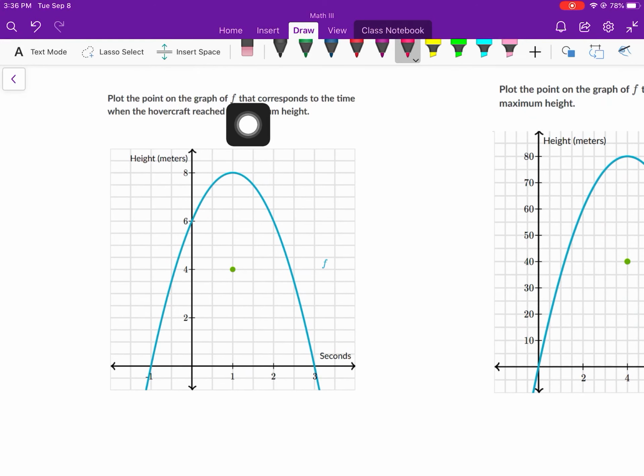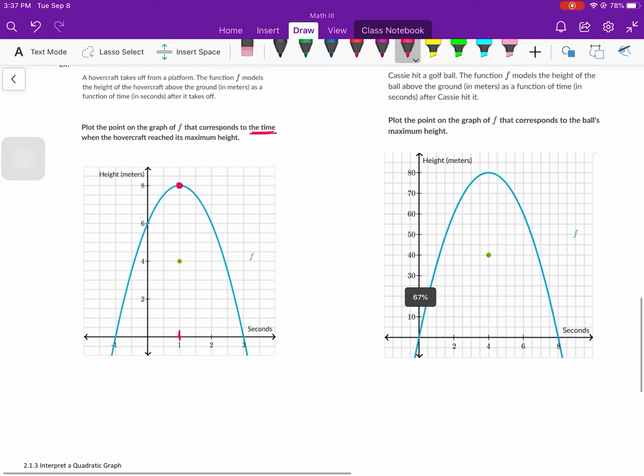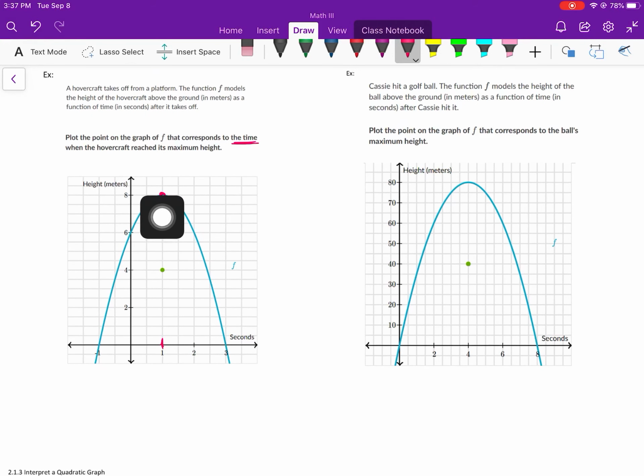Plot the point on the graph of f that corresponds to the time when the hovercraft reached the maximum. So it's not asking for the maximum, it's asking when did the maximum occur. So here's the maximum. Now I'm curious if they just want us to plot it right here. I'm going to have to try this assignment. You might have to try it once, but I would just place it on the maximum. But later on, if they were asking us the x or the y value, then you would have to answer with that x value of 1.